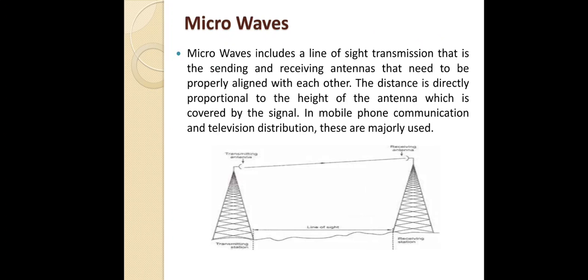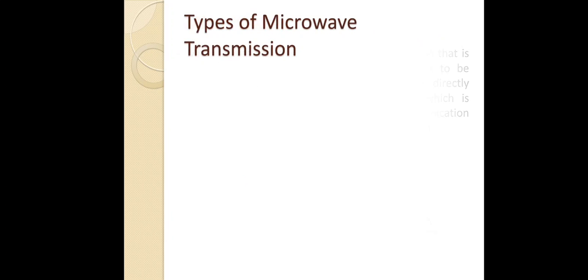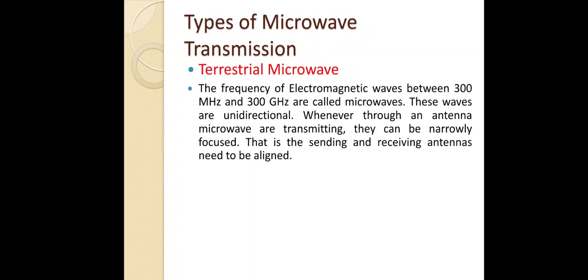This is the diagram of the microwave transmission. The towers are aligned with each other. The sender is sending the message and the receiving antenna is receiving the message. Types of microwave transmission: we have terrestrial microwave transmission. In this type, the frequency of electromagnetic waves ranges between 300 megahertz and 300 gigahertz, also called microwaves. These waves are unidirectional.